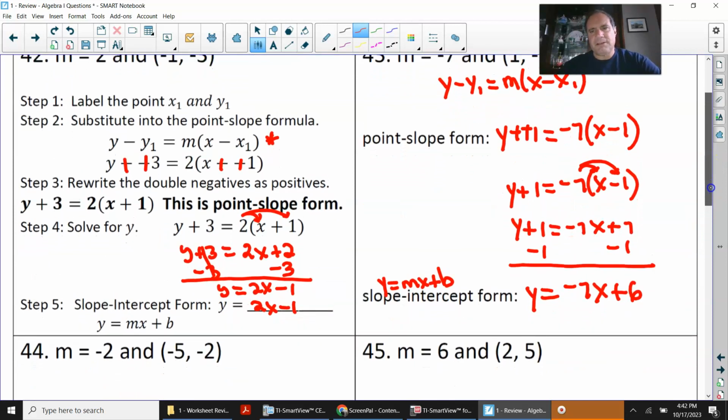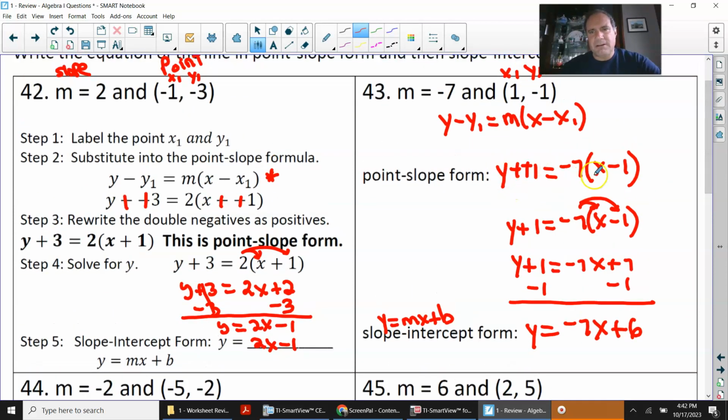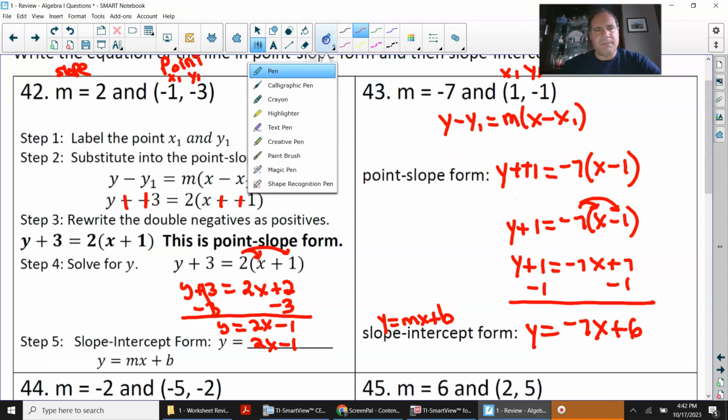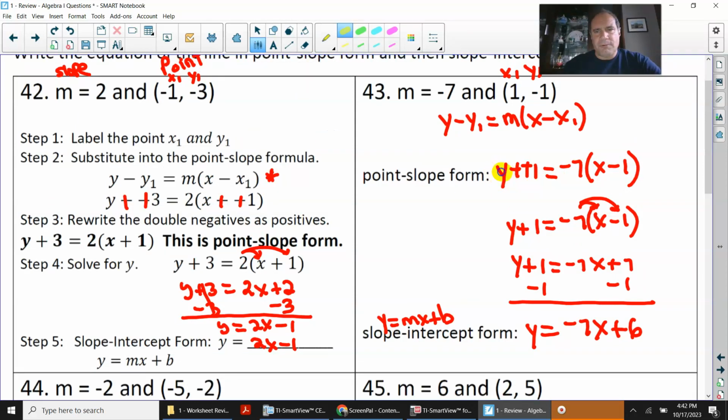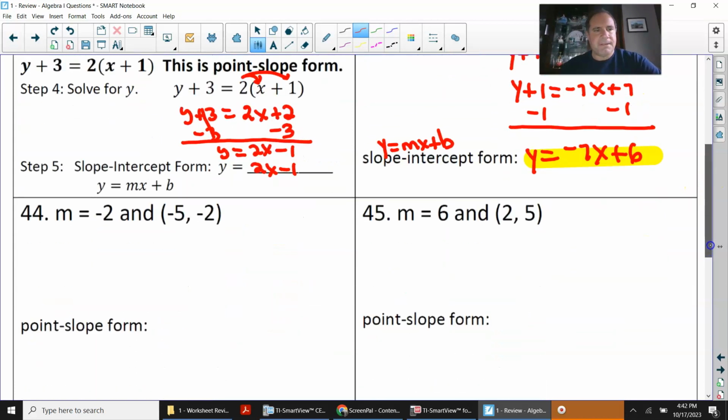That is slope-intercept form. This one here is point slope form. So point slope form is this. Slope-intercept form is this. The reason why they call it point slope form is because it has a point and the slope that they give you, and the slope-intercept has the slope and the y-intercept in it. All right.